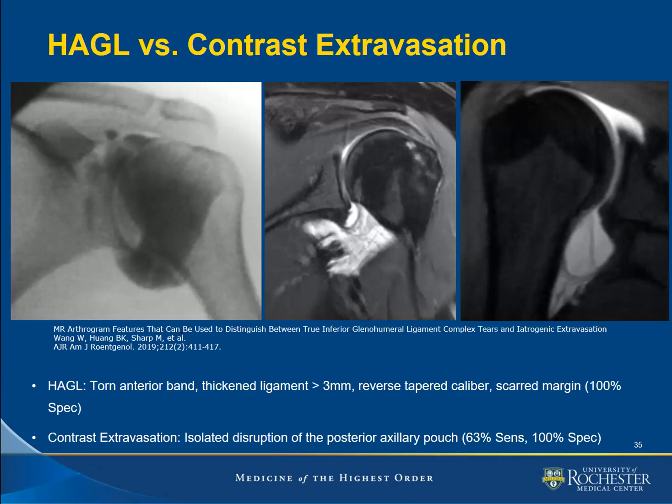A group in San Diego looked into this and created these findings, which are suggestive of either a GAGL or contrast extravasation. And I believe the key takeaway is that if you have isolated disruption of the posterior axillary pouch, meaning that on your posterior coronal images you're seeing the seepage only occur there, that's much more specific for contrast extravasation. Whereas if you have findings of either a J sign, torn anterior band, or abnormal thickening of the inferior glenohumeral ligament complex, these are signs more suggestive of a GAGL injury.